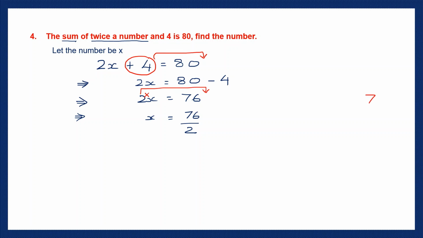Now 76 divided by 2. Let's divide that. 2 3s are 6 minus, bring down 6, we have 16. 2 8s are 16. So we've got a quotient as 38. So 76 divided by 2 is 38. So we have found the value of x. x is equal to 38. So this is our answer.